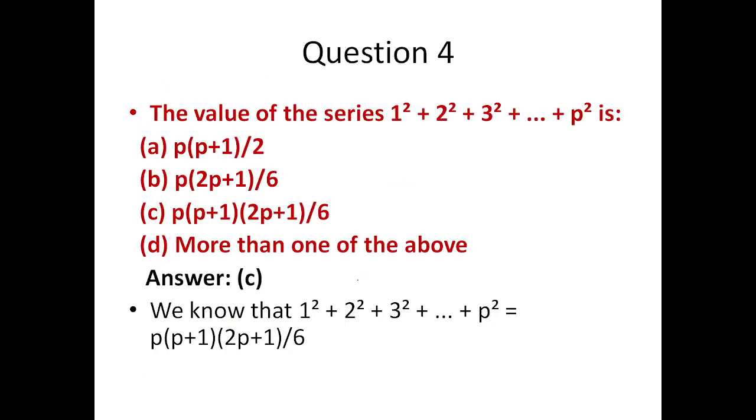Now come to the question number 4. Question number 4 is very easy. This is the direct result where 1 square plus 2 square plus 3 square plus dot dot p square, or n square, is p(p plus 1)(2p plus 1) upon 6. This is the direct result. You can write it down as it is.